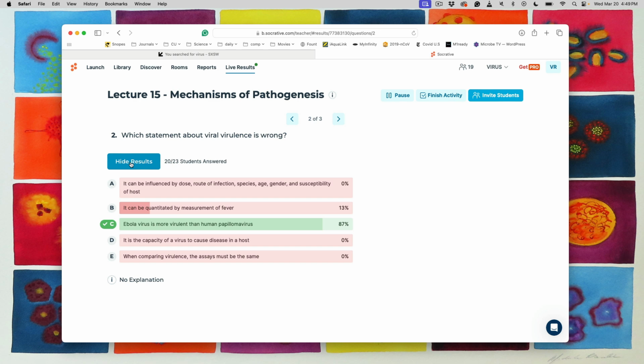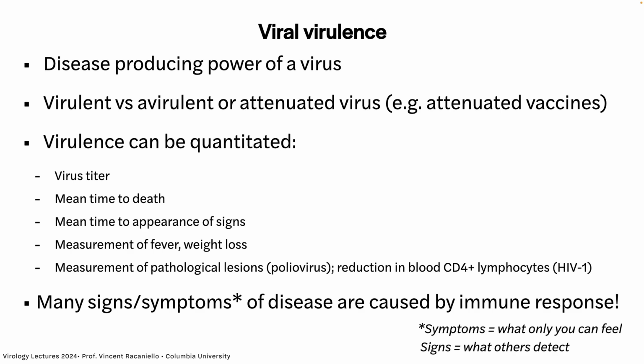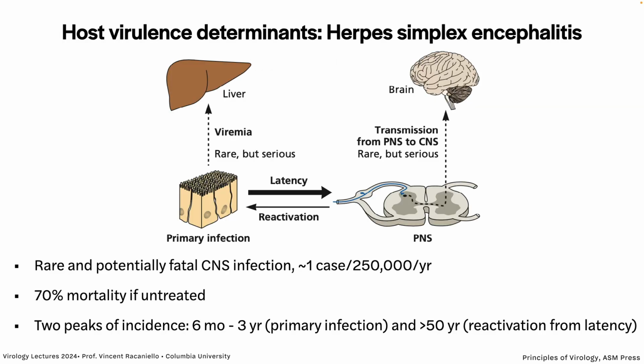The other one that got a lot of attention is that it can be quantitated by measurement of fever. For sure, you can measure virulence by fever. In fact, virulence can be quantitated by measurement of fever. All right, so those are virus virulence determinants.